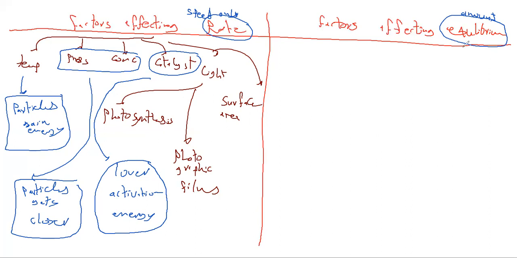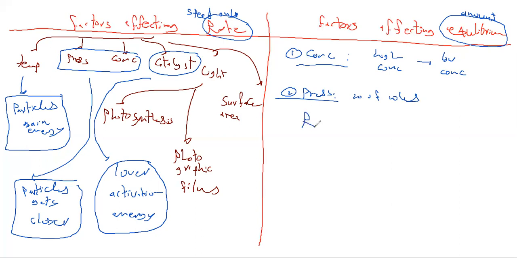And then factors affecting equilibrium, we have concentration, and the reaction moves from high concentration to low concentration. In case of pressure, if the number of moles in reactant is greater than product, we increase pressure to move forward. If the number of moles in product is greater than in reactant, we decrease pressure to move forward. If the number of moles in reactant equals the number of moles in product, pressure doesn't affect equilibrium.